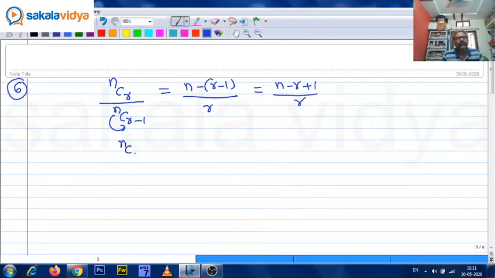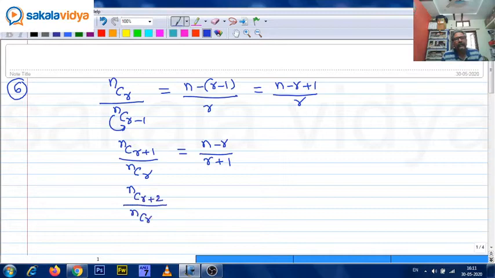For example, nC(r plus 1) upon nCr is very simple, (n minus r) by (r plus 1). nC(r plus 2) by nC(r plus 1) is (n minus r minus 1) by (r plus 2). So this is very important, you remember. So generally during the problems actually we can apply this formula.